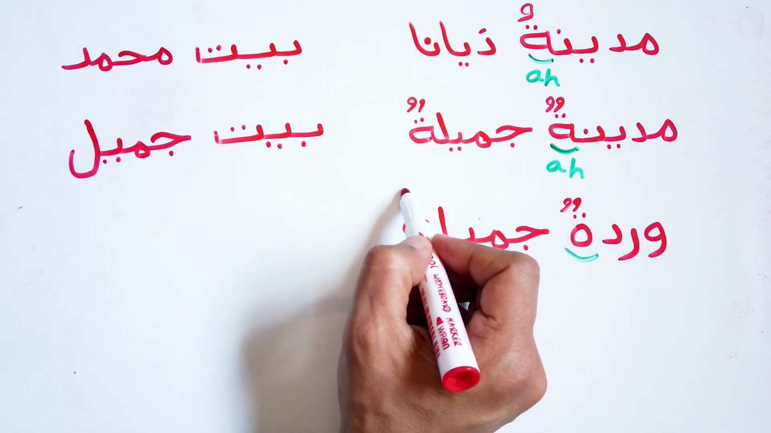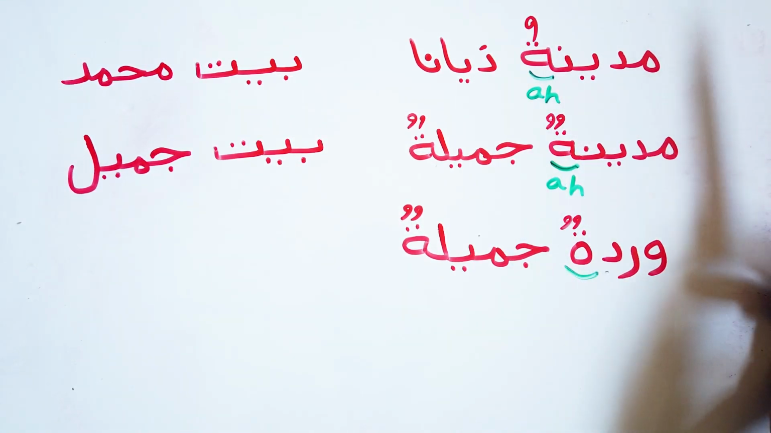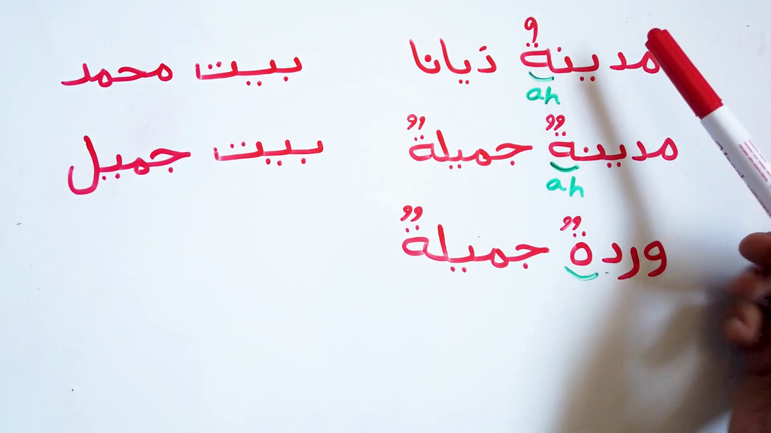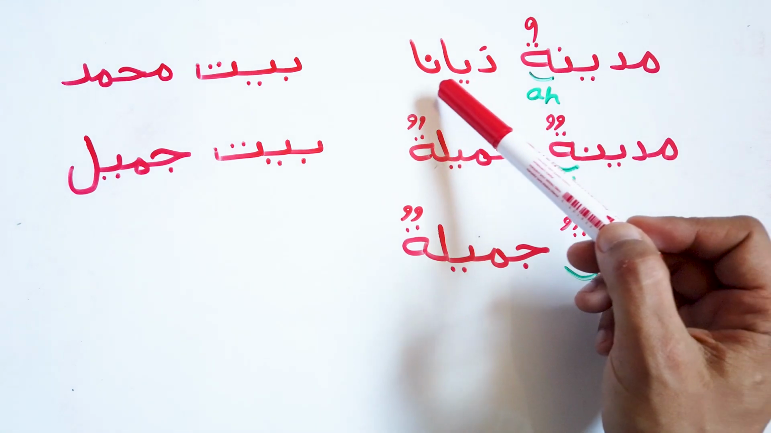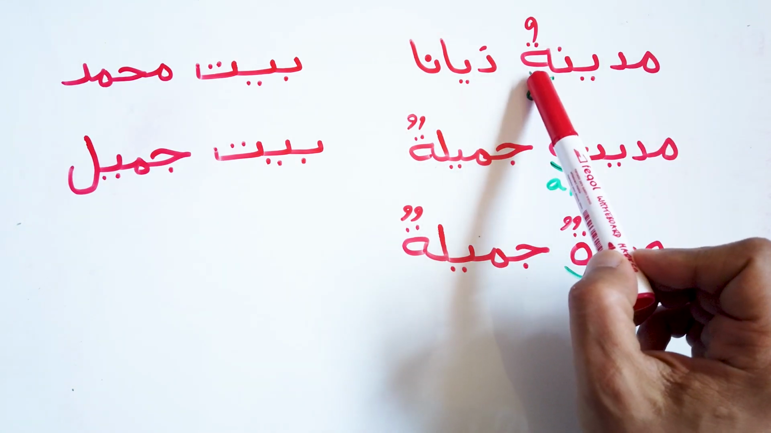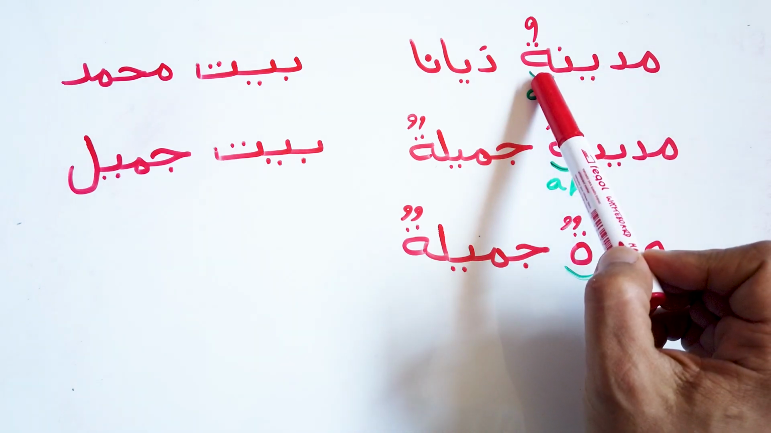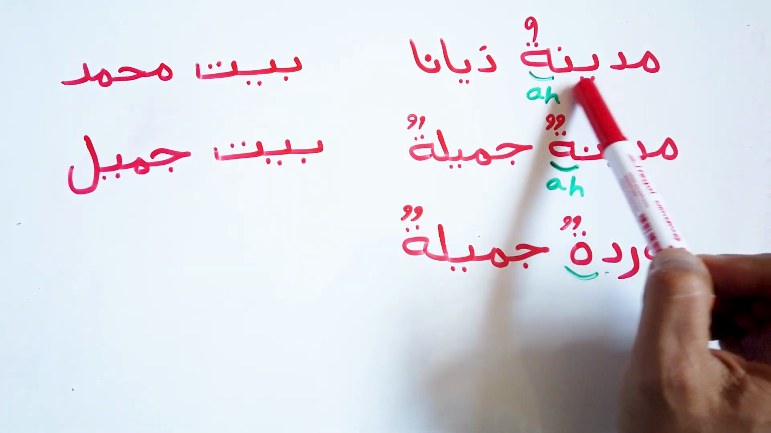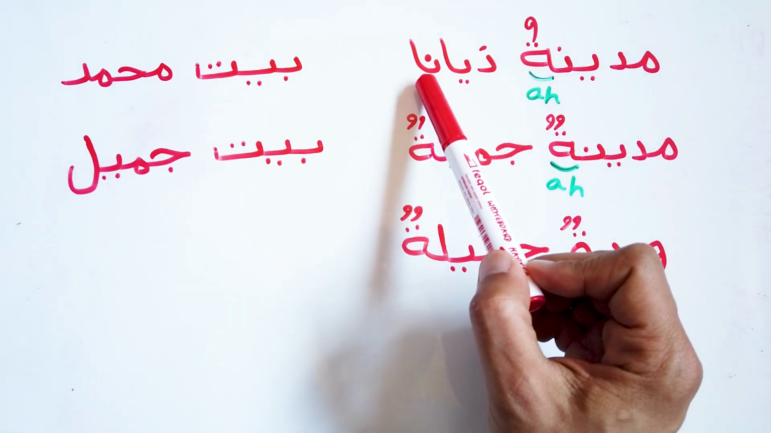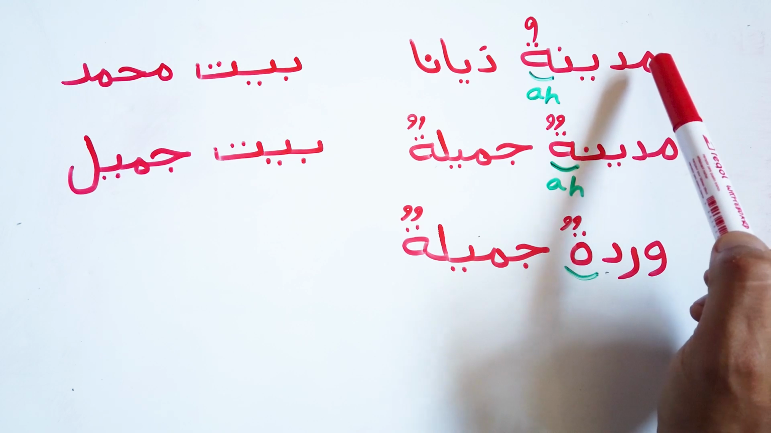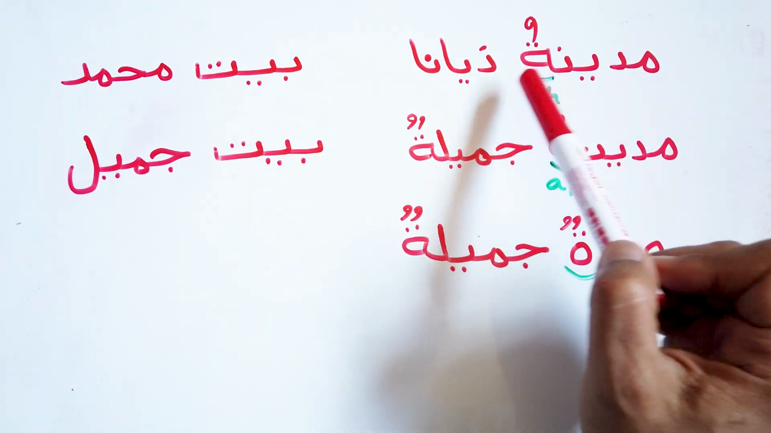Jamilatun. Medinatun Jamilatun. Okay, the same thing here. Wardatun Jamilatun. Okay, now let's talk about another important detail. When I talk about position, like here in this example, I want to say Diana's city, Madinatu Diana. If I pause on the ta marbuta, I'm gonna say Madinat Diana. So if I read fast, Madinatu Diana. But if I'm gonna read word by word, I'm gonna say Madinat Diana.